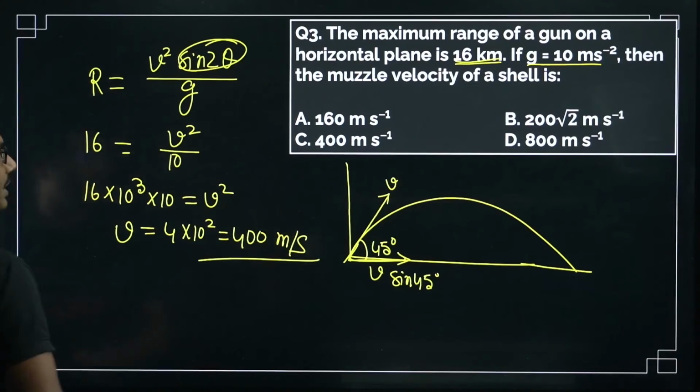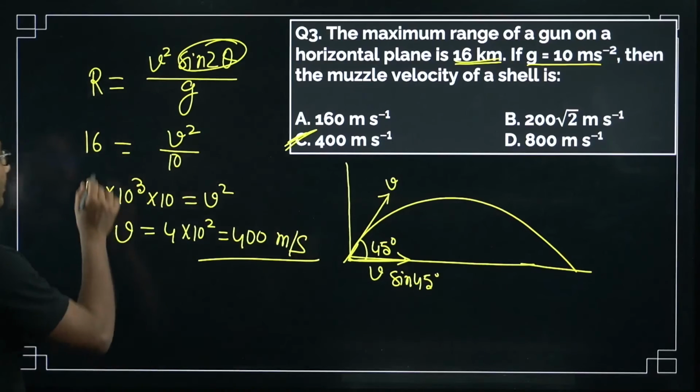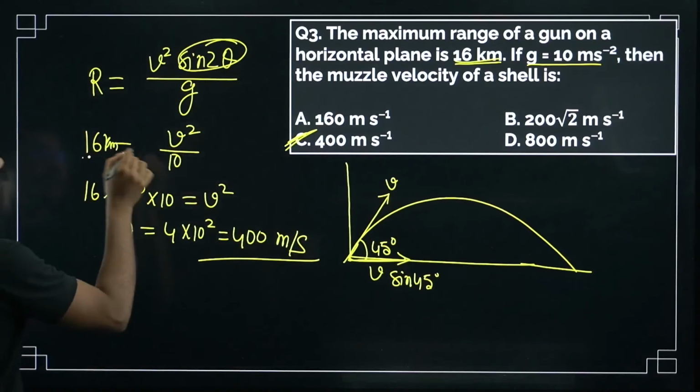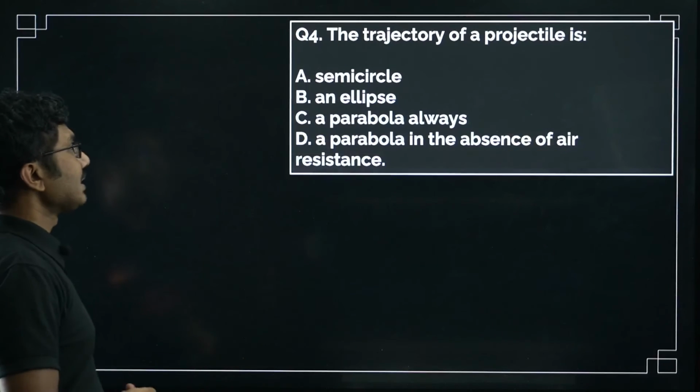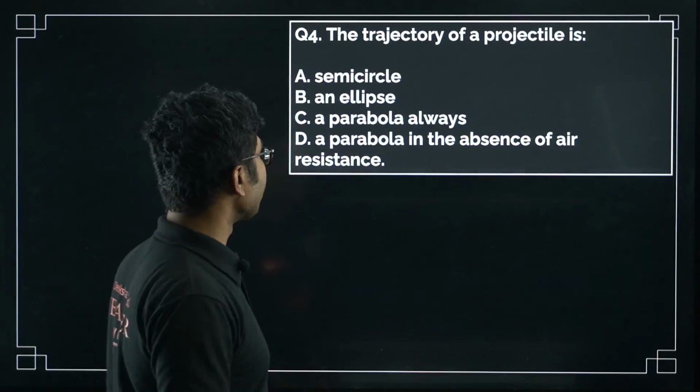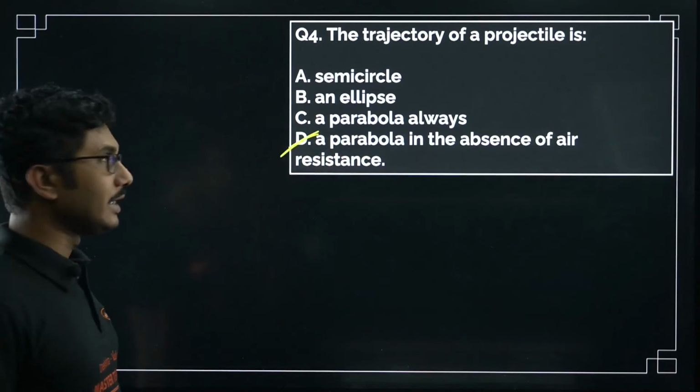So you have to be careful and check the options once you are solving. Here it is given in kilometers. So if you miss that out, then you will not be able to solve this question. Now next question: the trajectory of a projectile is parabolic in the absence of any air resistance.